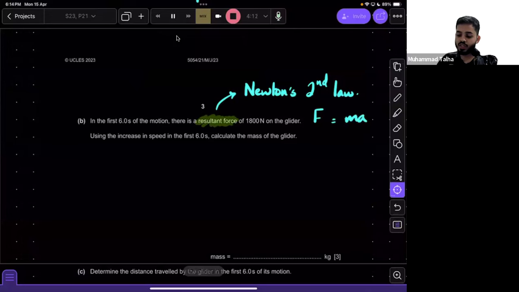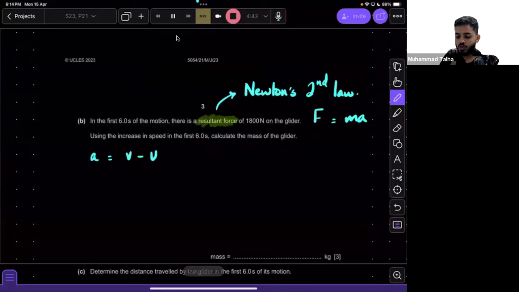It then says, using the increase in the speed in the first 6 seconds, calculate the mass of the glider. So I am given the F, I want M, and using the graph, as is also very explicitly stated, I can find out the acceleration. So remember, the formula for uniform acceleration is this: V minus U over T. Let's make this a bit clearer.